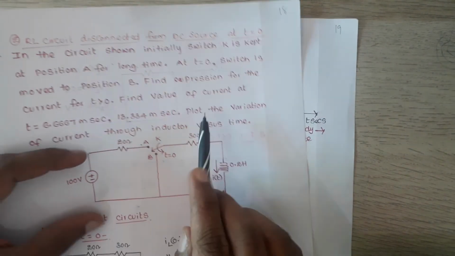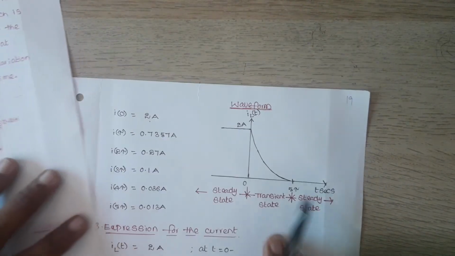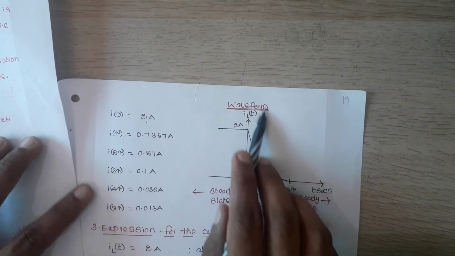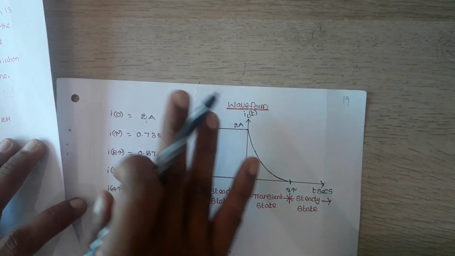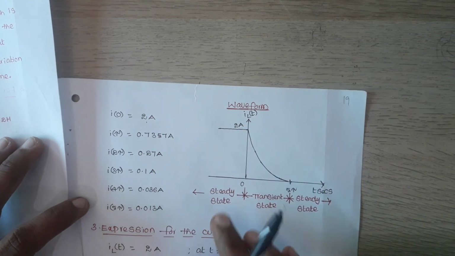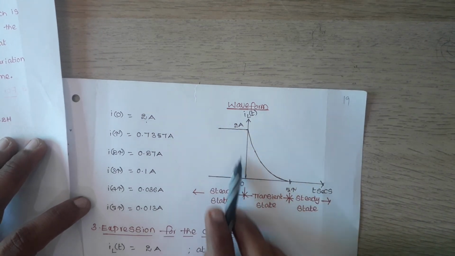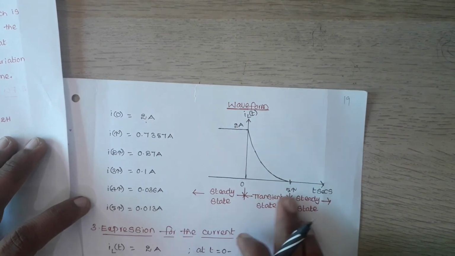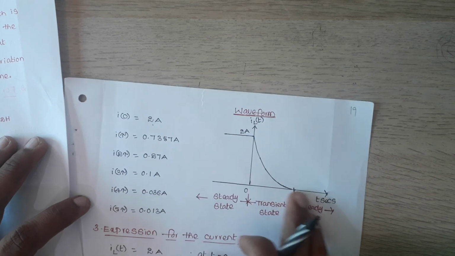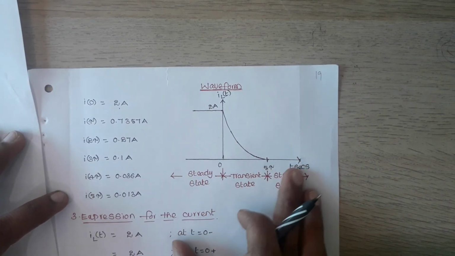And the third one is to plot the variation of current through the inductor versus time. So this is the plot of IL of t versus time. Up to t equal to 0, there is current in the inductor, 2 amperes. It is at steady state. Now current is changing after t equal to 0. As it is disconnected from the source, current moves from 2 amperes to 0 amperes. So this is the curve. After 5 time constants, current in the circuit is 0.